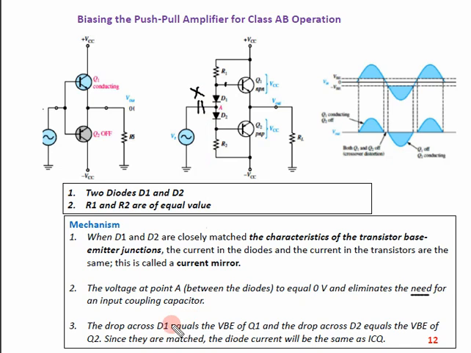Now the third point said the drop across D1 equals VBE of Q1. Very straightforward. The drop across this D1 is equal to the base emitter junction voltage, which is 0.7. Similarly for D2 and Q2, and since they are matched, the diode current will be the same as ICQ. So whatever IB goes over here or over here, the resultant IC would be the same for these two. So this is done. By this arrangement, the crossover distortion can be removed.